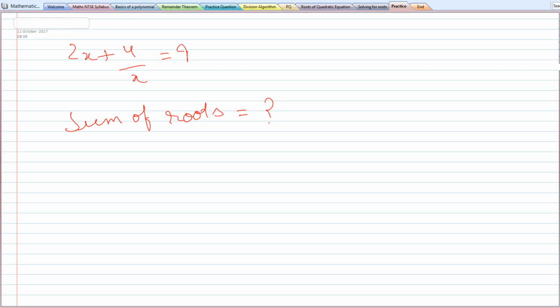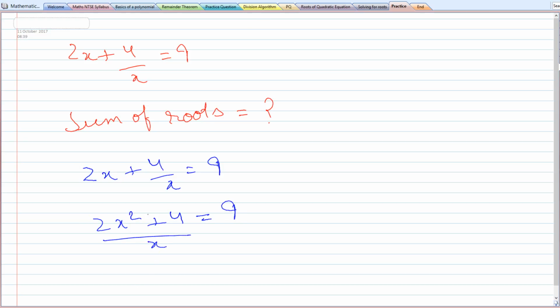Let's try this question quickly. So we have 2x plus 4 by x is equal to 9. We just took the LCM here. We get 2x square plus 4 is equal to 9x. This gives our equation to be 2x square minus 9x plus 4 is equal to 0.